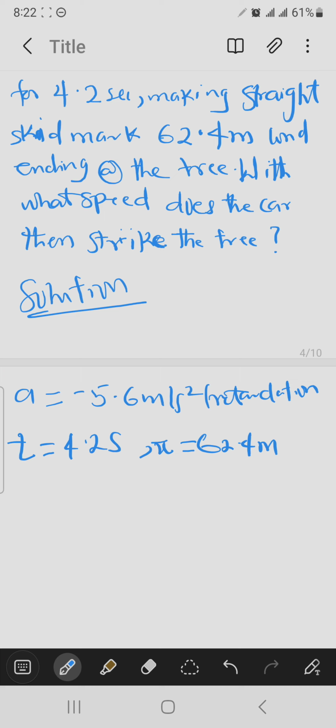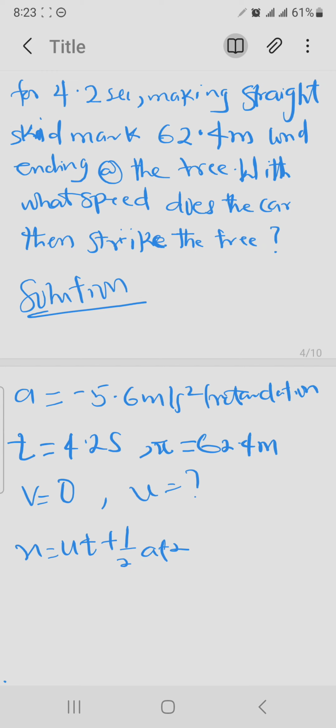From this understanding, you must understand that the moment the car hits the tree, the car will stop. And it means that your final velocity will be zero because the car stops. Then your initial velocity is what you are told to find. Now, to find the initial velocity, you are going to use one of the equations of motion, x equals ut plus half at squared.